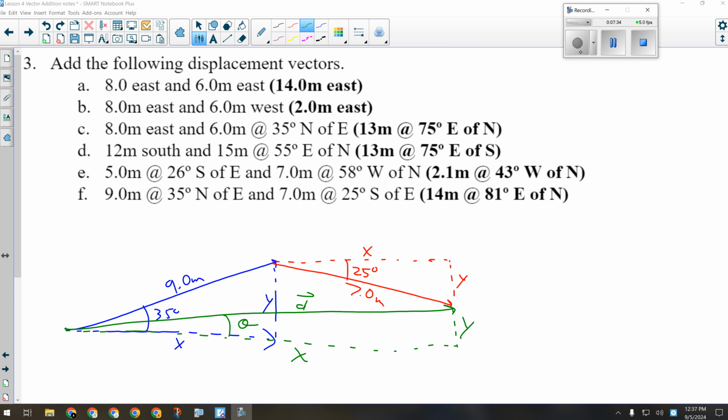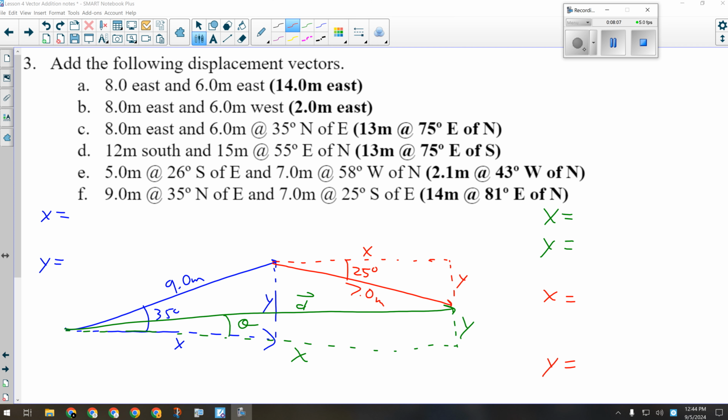Okay guys, that's what the diagram for F should look like. You have a 9-meter long vector going 35 degrees north of east, and then a 7-meter long vector that is moving at 25 degrees south of east. So you should end up with something like that, where you are going to end up slightly northeast of where you started. So we've done the first step, we've drawn the diagram.